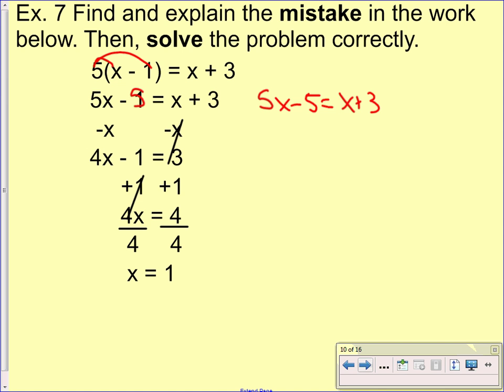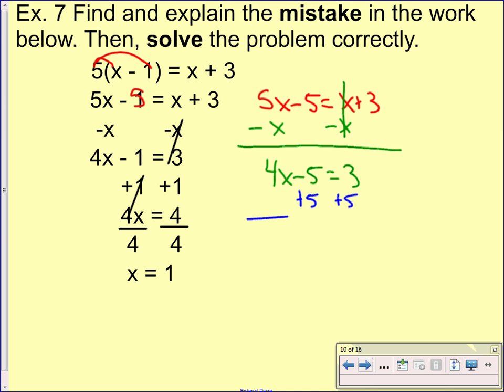If the x is on one side, the number's on the other. So subtract x from both sides. 4x minus 5 equals 3. Add 5 to the other side. 4x equals 8. Isolate the variable by dividing by 4 on each side, and x equals 2, not 1.